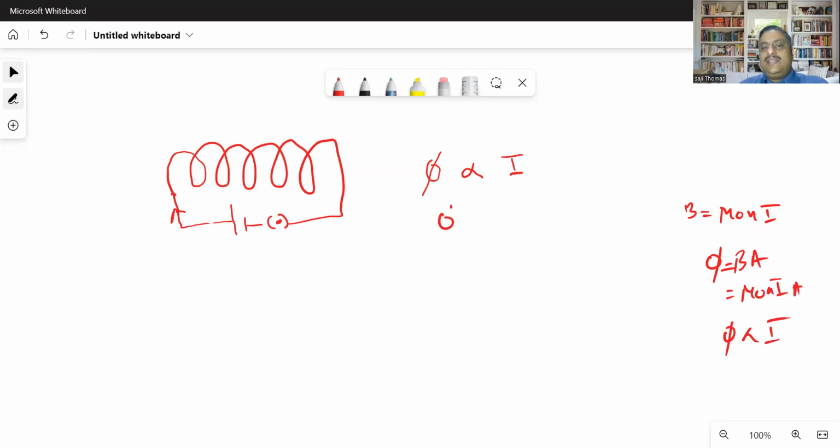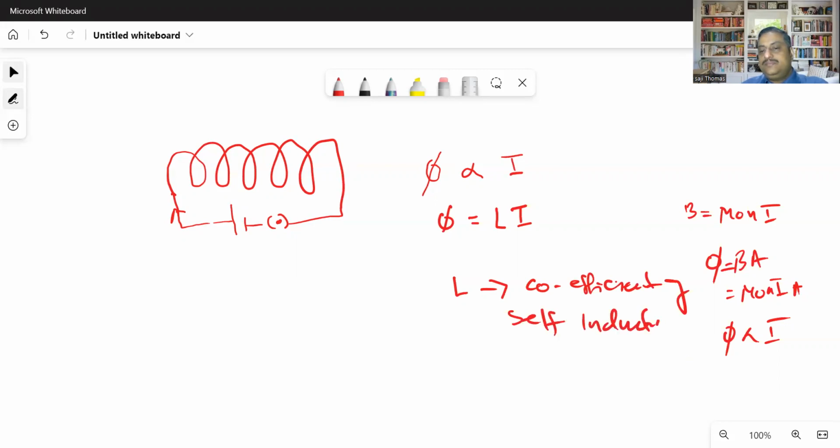Current. And this magnetic flux is proportional to current, and we put a proportionality constant. That proportional constant I denote by L, phi equals Li. This constant L for this coil is known as the coefficient of self-induction or self-inductance of the coil.